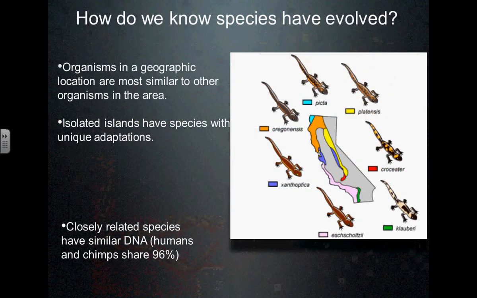All right. Another way we can think about how species have evolved is by looking at where they're located. We call this the species distribution.